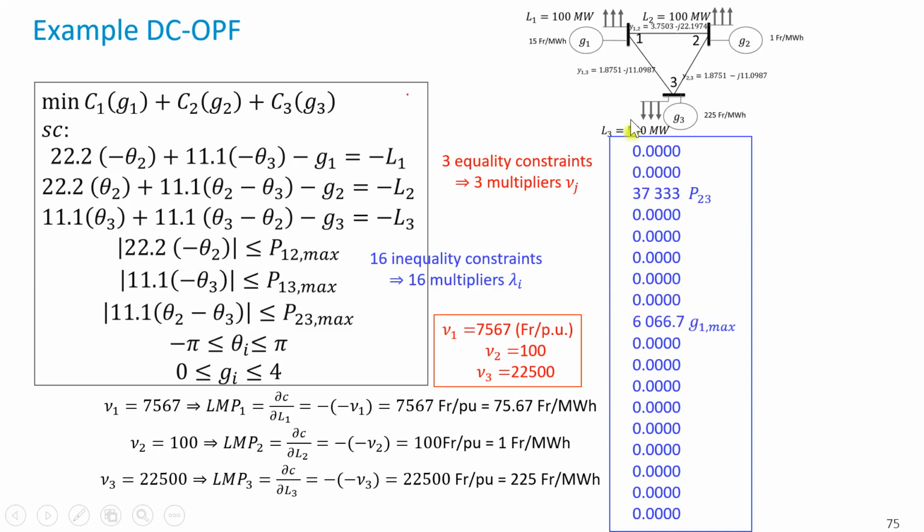And here that gives me also the G1 max, which is saying, at least for this example, that G1 is operating at full capacity.